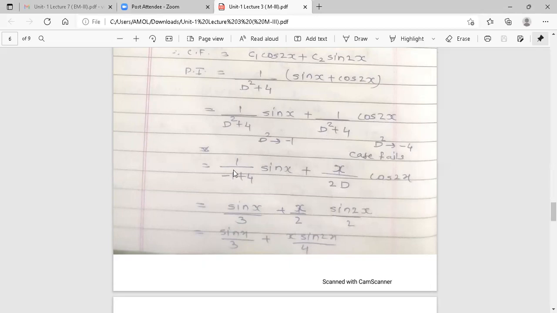Now simplify the terms. Minus 1 plus 4 is 3. So sin x upon 3 plus x upon 2, now sin 2x upon, there is one correction here. This is D. This is D.